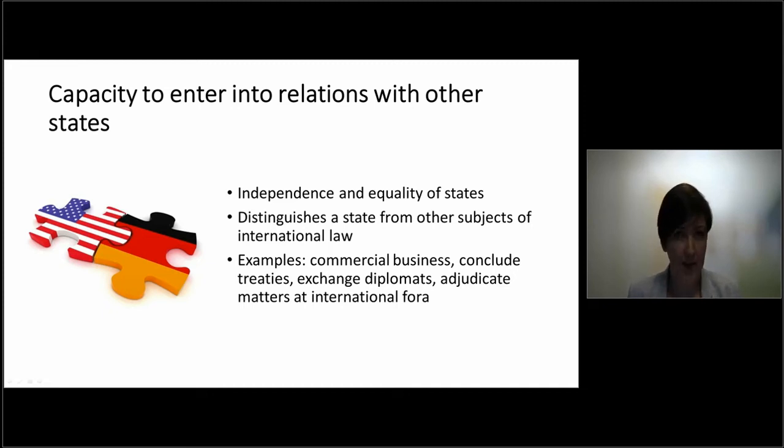Examples of this capacity would be to have commercial business or transactions, but also very public tasks like entering into treaty, exchanging diplomats, going to court to represent the state, etc.